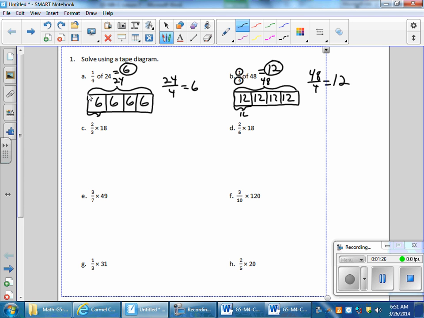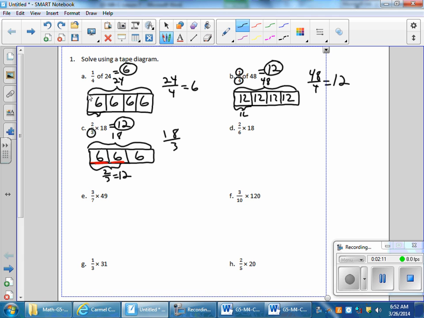C, 2/3 of 18. Breaking it up into 3 units, 3 parts. 2/3 times 18 is the same as saying 2/3 of 18. If I took 18 and divided it into 3 parts, each part would get 6. 2/3 of that is equal to 12. 2/3 of 18 is 12.